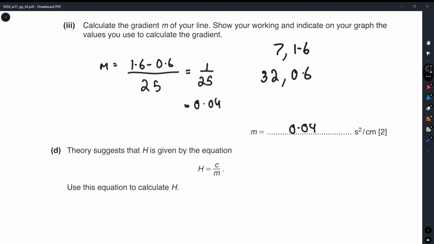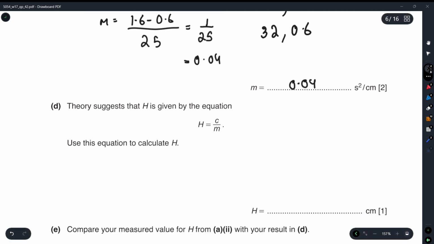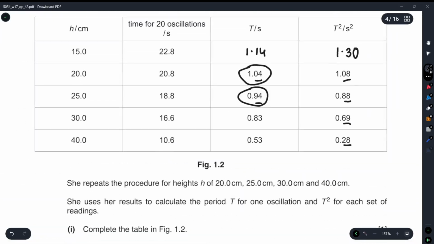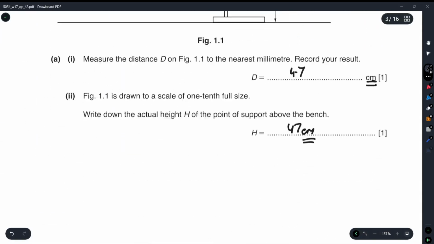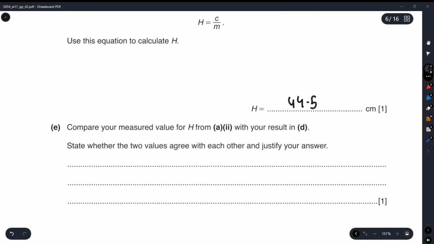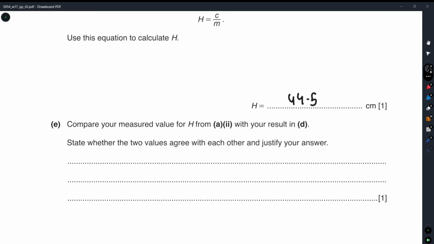Okay, being off by one decimal place is fine. So this value of h is going to be 44.5 centimeters, which initially we calculated as 47ish. Yeah, 47 and this right here turns out to be 44.5, which I guess is close. Less than 10% difference, so compare your measured value with your result. State whether the two values agree with each other. Yes, I'm going to say yes.